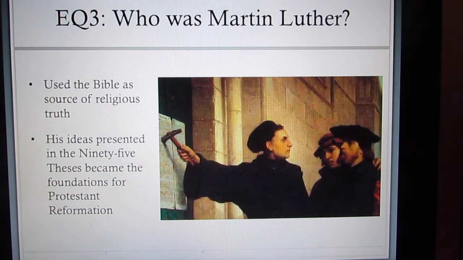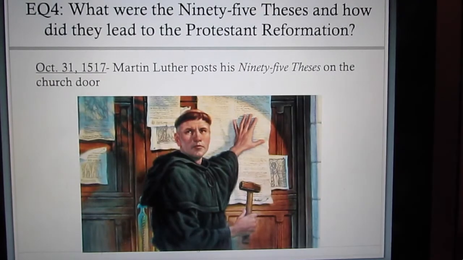And so we're going to see Martin Luther write his 95 Theses, and his intent was to open a dialogue on abuses in the Catholic Church. So he's going to talk about the corruption, and we will see that in EQ number 4. So EQ number 4, what were the 95 Theses, and how did they lead to the Protestant Reformation?